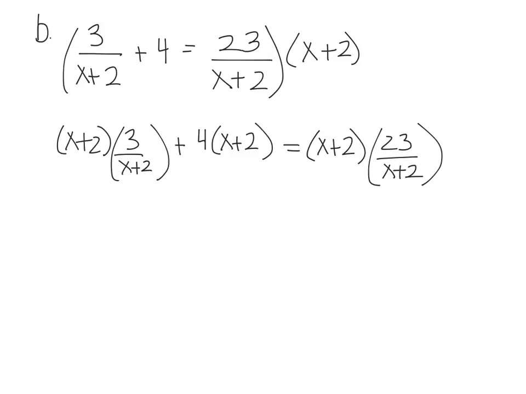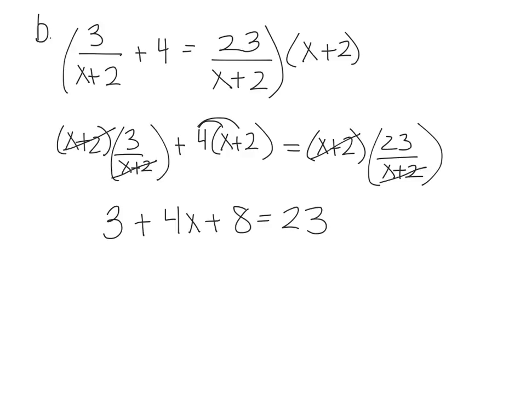Next, I'll simplify each term. So x plus 2 times 3 over x plus 2 is just 3 because the denominators cancel. Next, I need to multiply the 4 through each term in the x plus 2, so I'm left with 4x plus 8. And then the same here, the x plus 2 cancels on the top and the bottom, so I'm left with 23. Next, I need to combine like terms on the left side, so I have a plus 8 and a positive 3. 8 plus 3 is 11. So this is 11 plus 4x equals 23.